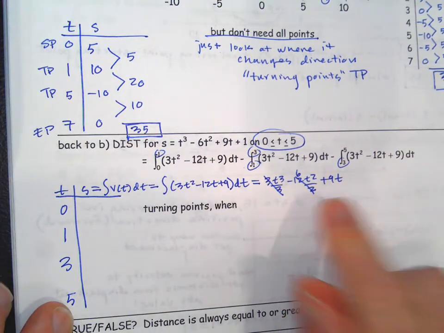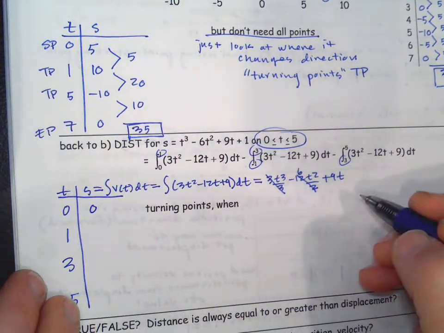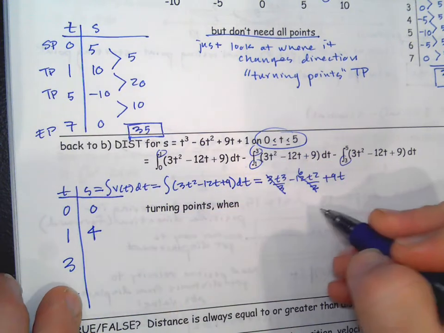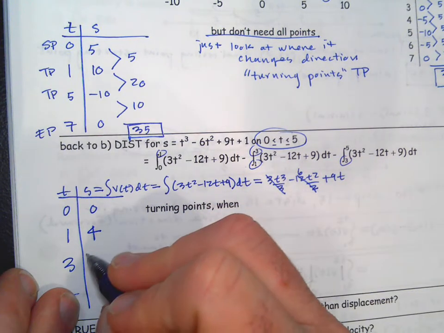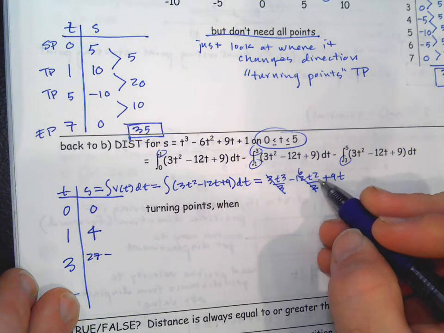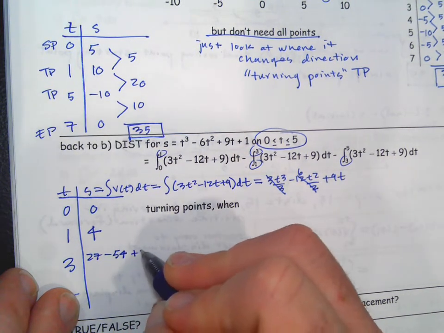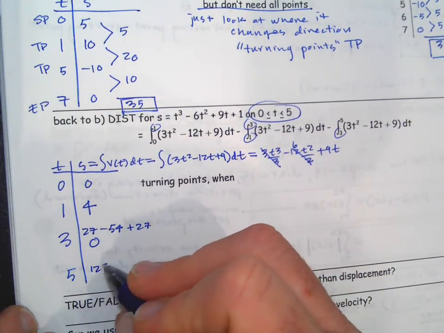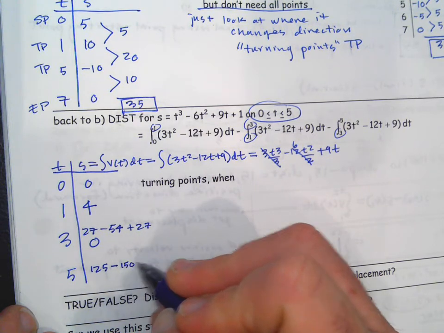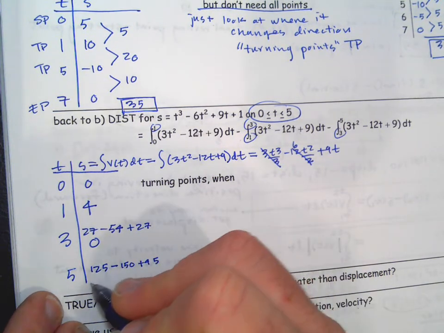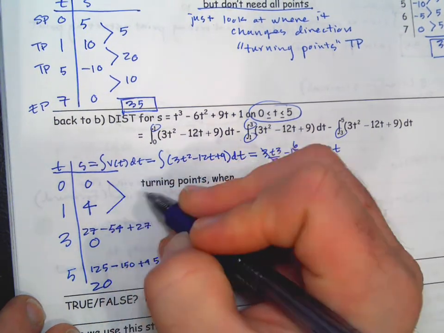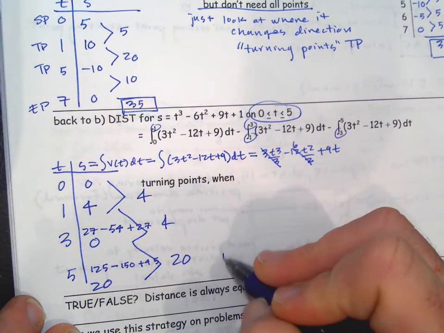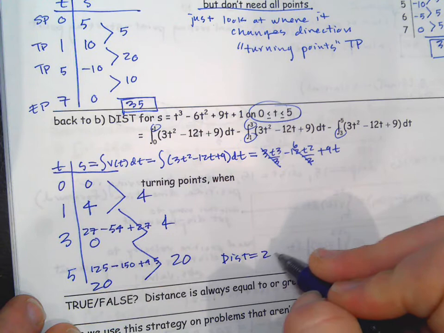So if you plug 0 in, you get 0. If you plug 1 in, you get 4. If you plug 3 in, you get 27 minus 54 plus 27, which is 0, by the way. Okay, you plug 5 in, you get 125 minus 150 plus 45, which is 20. And we just find the distance between these: 4, 4, 20. The answer for distance is 28.